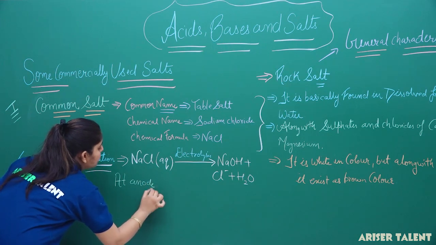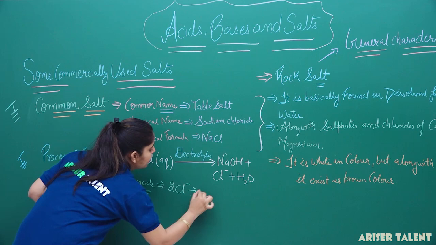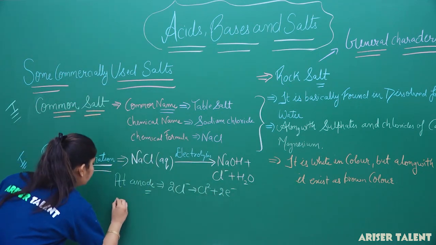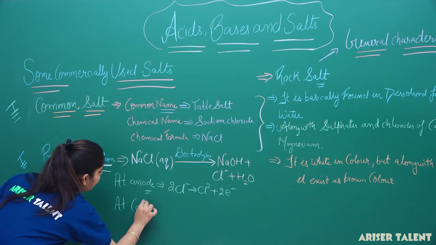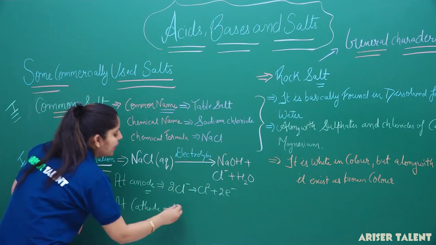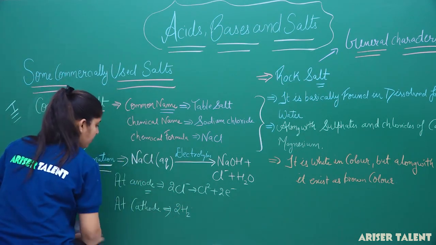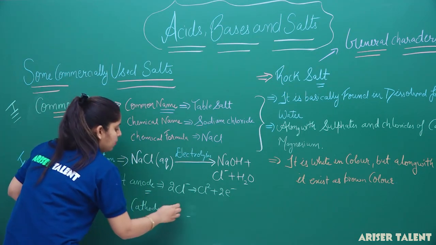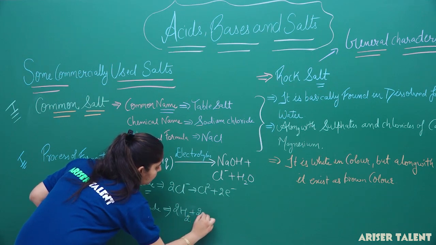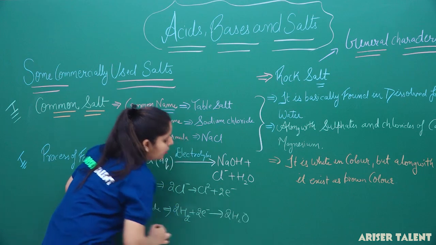At the anode, we will get 2 Cl negative ions after the electrolysis of this, and we have the second reaction, which will be the cathode reaction. In the cathode reaction, what will we get? We will get 2 H2O plus 2 electrons to give H2 and 2 OH negative.